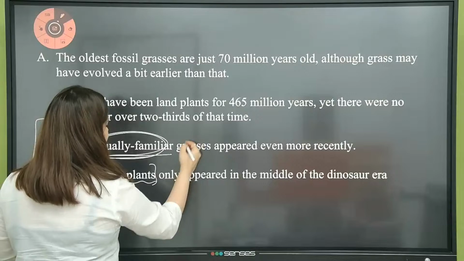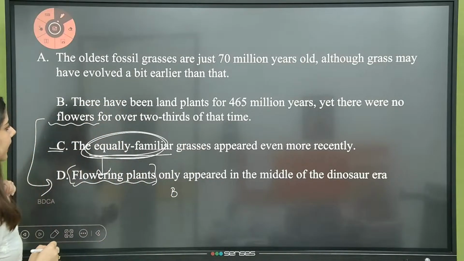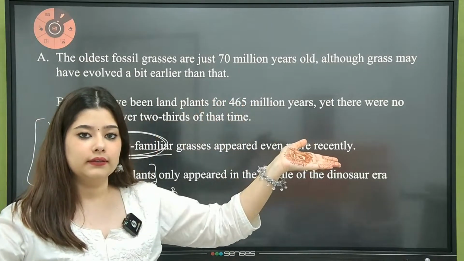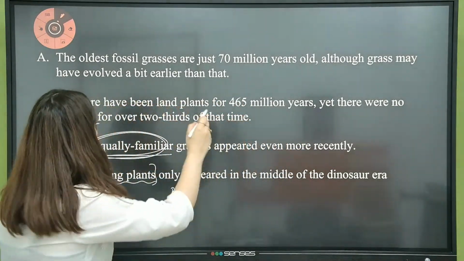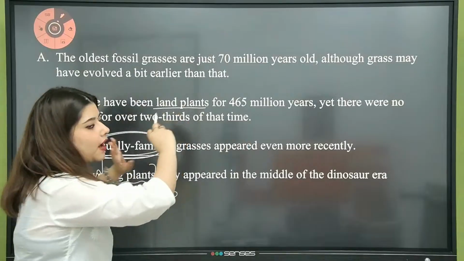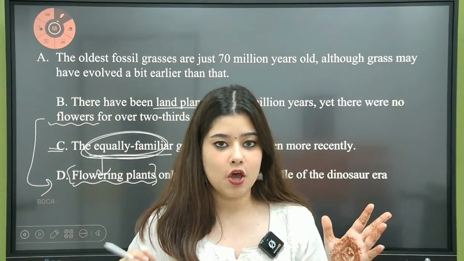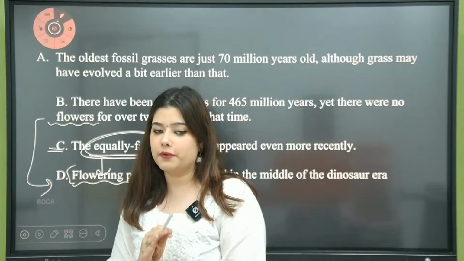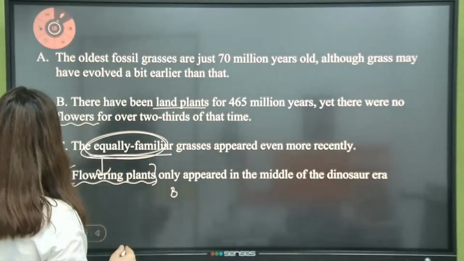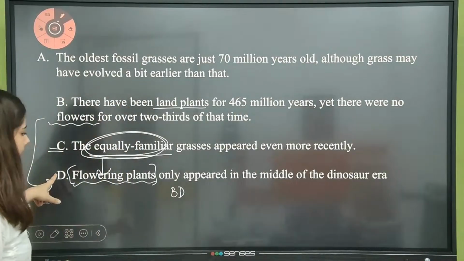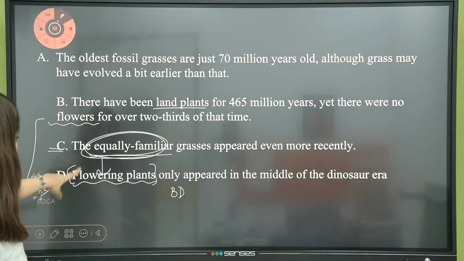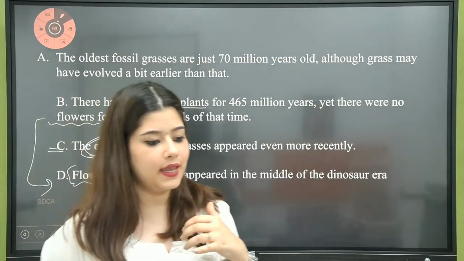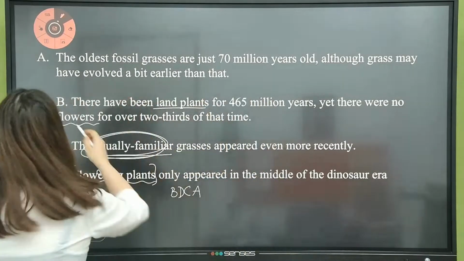So first B, it introduces the idea of how there were land plants, which is the general topic. Grasses would also come under land plants and flowers would also come under land plants. So we need to talk about land plants first before we talk about flowers or before we talk about grasses. Then D should come right after B because it is a continuation. Then C and lastly A. So B, D, C, A should be the correct sequence here.